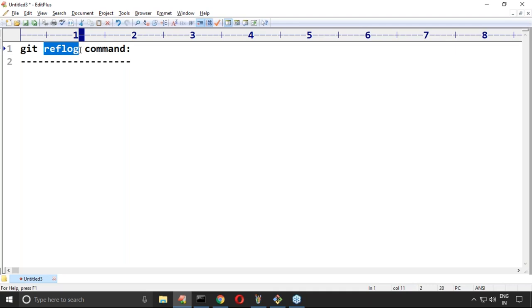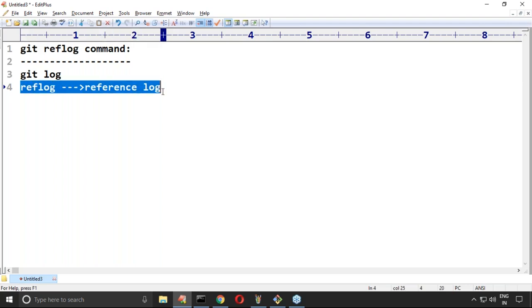We know the git log command, but what is reflog? Reflog means reference log. What is the main purpose of this git reflog command?